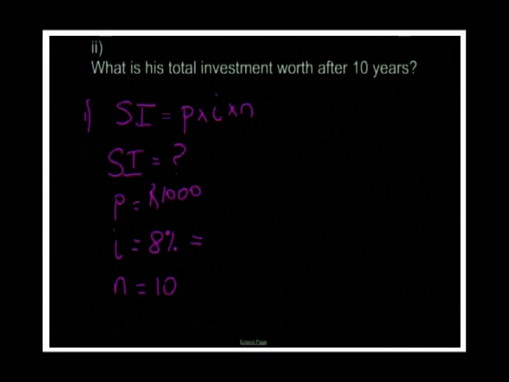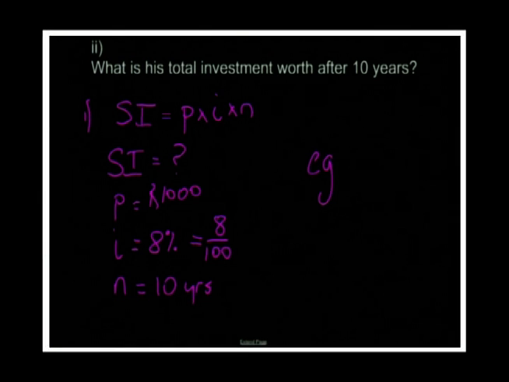Before you start substituting into your equation, I want you to convert two things. First of all, your interest rate, I want you to actually write it as a fraction. So 8% means it is 8 over 100. Your number of years, I want you to make sure that you actually have this in years.